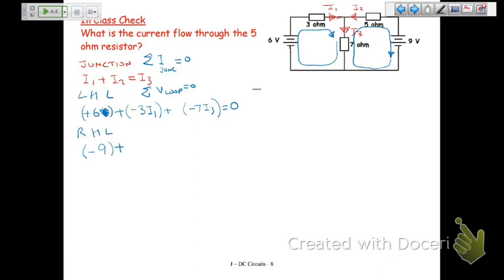Now let's do the 7 next. It doesn't matter which order we do them in. 7's next. It's going to be 7 times I3. And now the current's going down and the loop's going up, so that's a positive. And now we are going through the 5, so we have 5 I2. And that's going to the left and that's going to the right, so that's going to be a positive. Equals 0. Cool. And the rest is math.